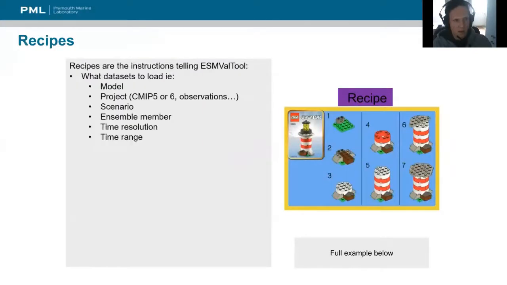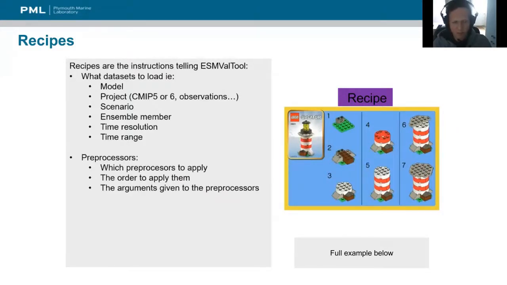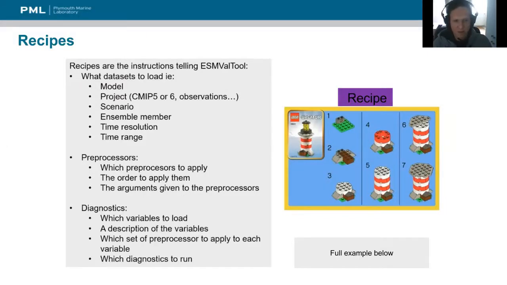So the next key thing to look at here is the recipe. We just saw an example of what a recipe looks like. And this tells ESMValTool what model to use, what project data set to use, which scenario, ensemble members, time resolution, time range, which preprocessors to apply, the order to apply them, the arguments that you give the preprocessors. It tells you which diagnostic to load, which variable, and the path to the diagnostic script. And it tells you how to link it all. So that's what's contained in the recipe.